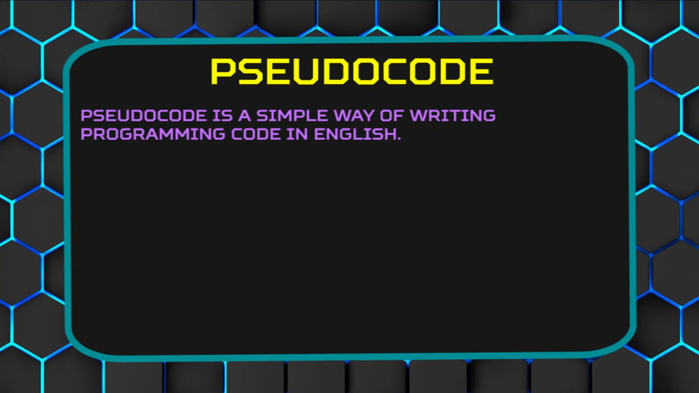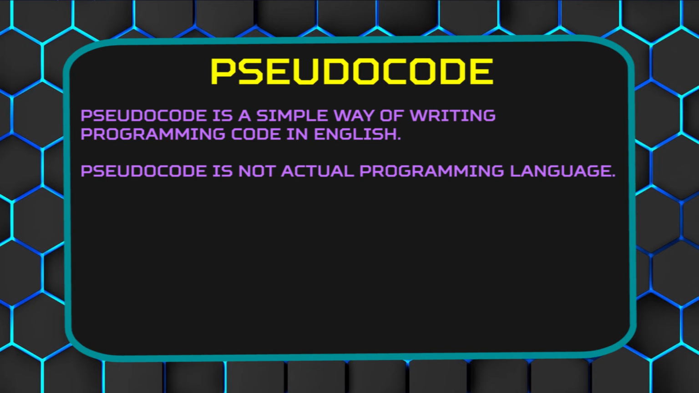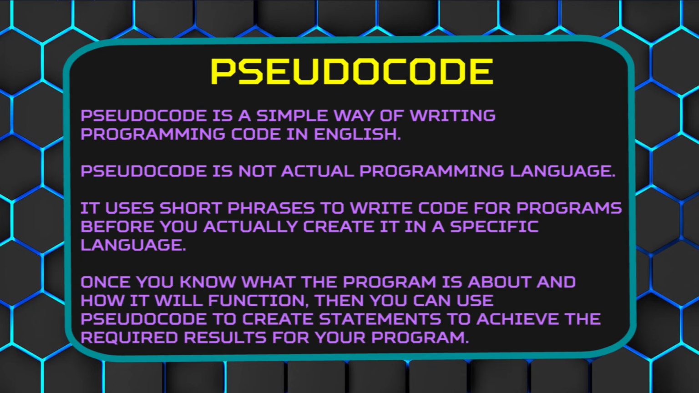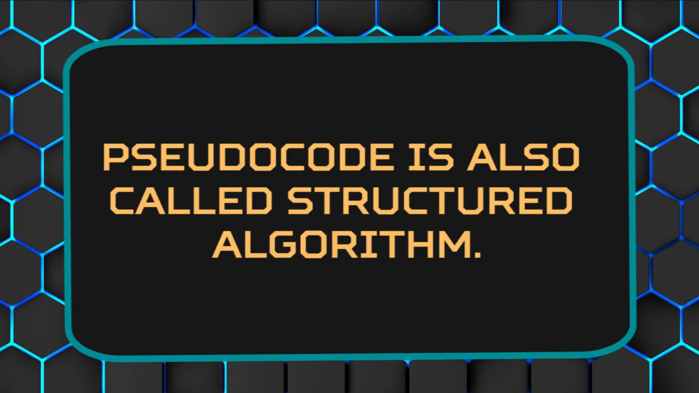Now, the pseudocode is a simple way of writing programming code in English. Pseudocode is not an actual programming language. It uses short phrases to write code for programs before you actually create it in a specific language. Once you know what the program is about and how it will function, then you can use pseudocode to create statements that achieve the required results for your program. A pseudocode is also called a structured algorithm.